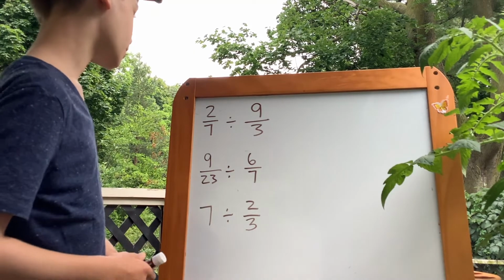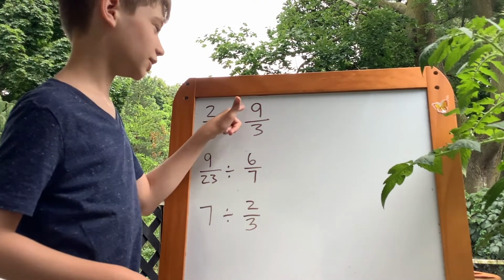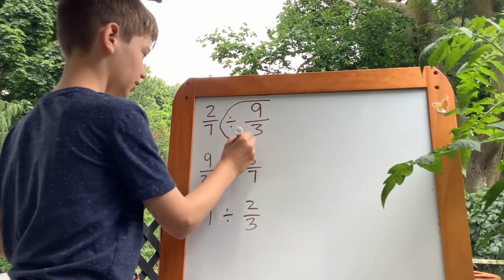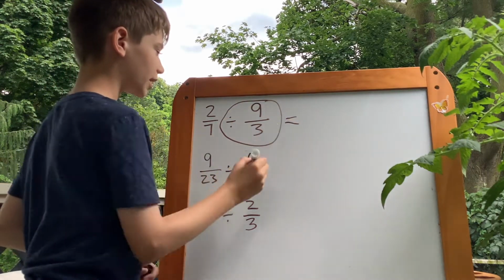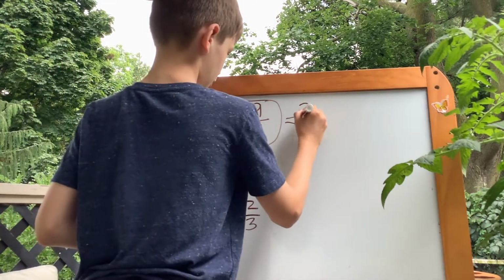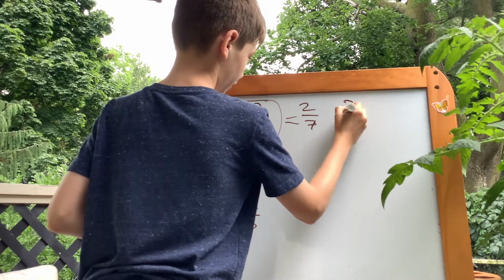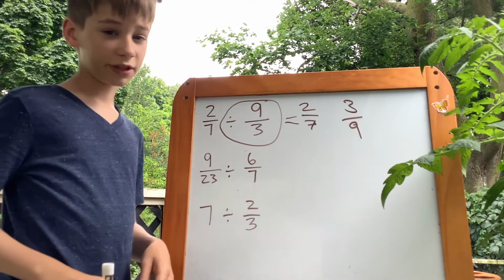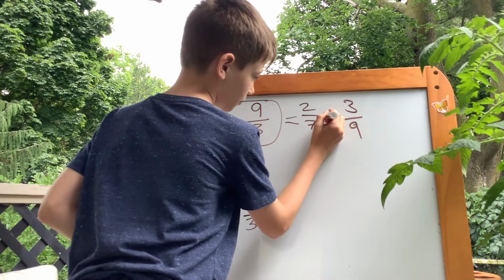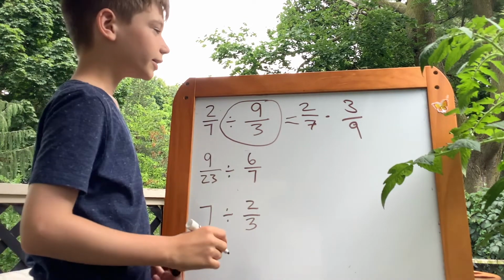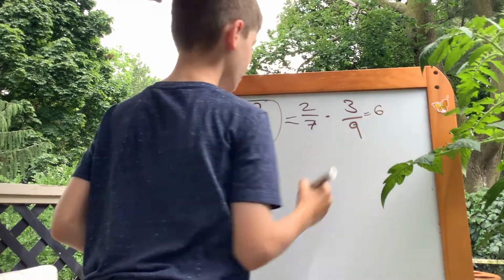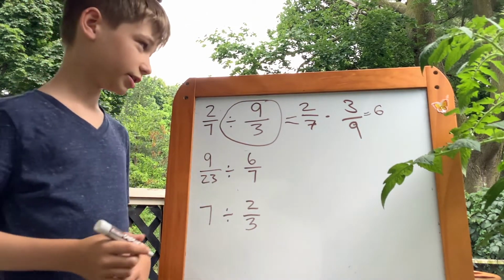The first example on the board is 2/7 divided by 9/3. Immediately we know that this division sign belongs to the 9/3. So we know that we're going to have to find the reciprocal of 9/3. So we're going to rewrite the equation as 2/7 times 3/9. But once you've found the reciprocal, it's not division anymore. It becomes multiplication. So we're going to put multiplication right there. Then all you have to do is multiply the numerators together, and you get 6. And then multiply the denominators together, and you get 63.